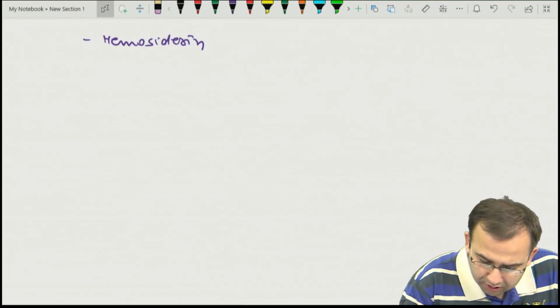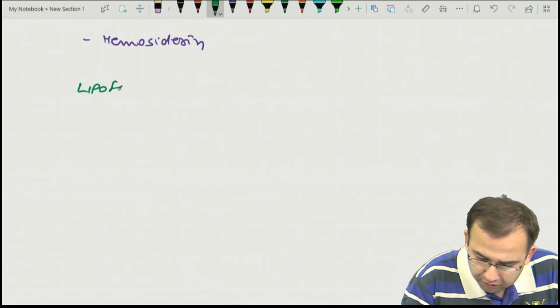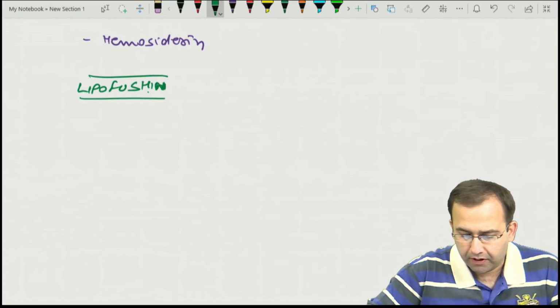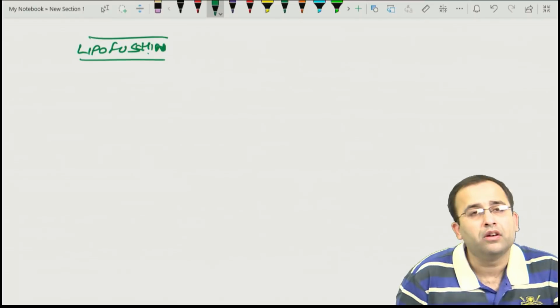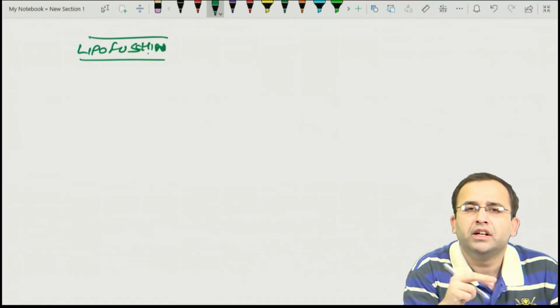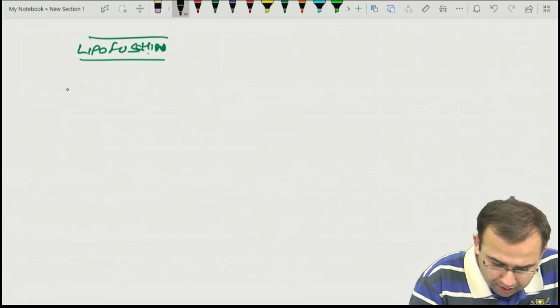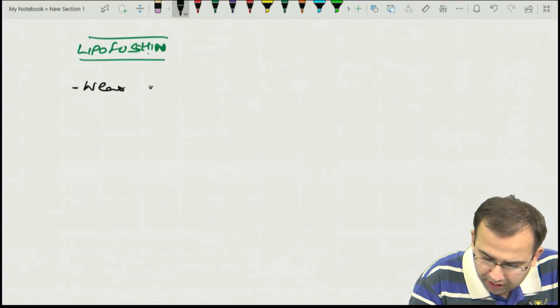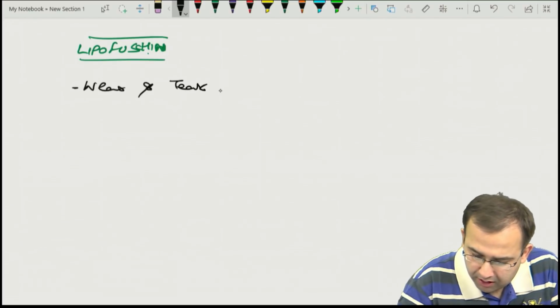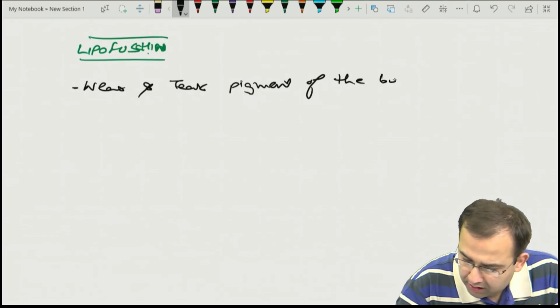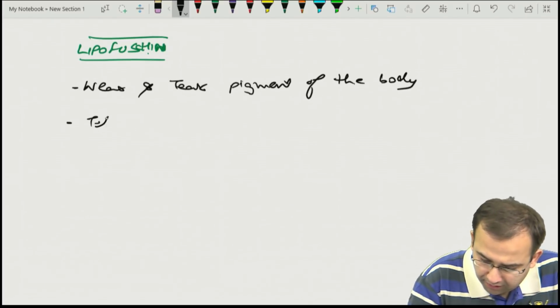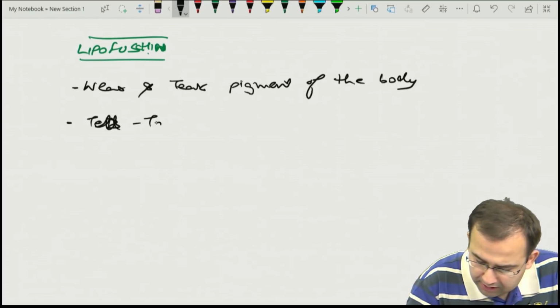Starting with the first endogenous pigment, that is lipofuscin. You very well know it is the wear and tear pigment of the body. So it is the telltale sign of free radical injury.